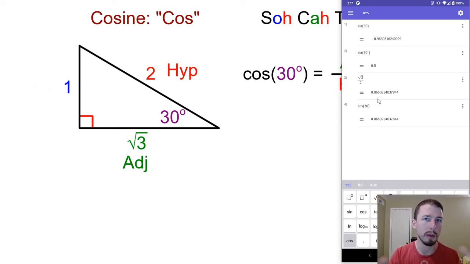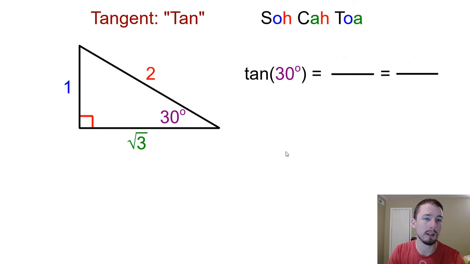Now, no matter how big I blow up or shrink down this special right triangle, 30, 60, 90, it's always going to have the same ratio of those two sides of radical 3 to 2, which of course you should remember from our last unit, right? And so that's why the cosine of 30 is still going to be radical 3 over 2, which is the exact same thing. Then the last one we have is tangent.